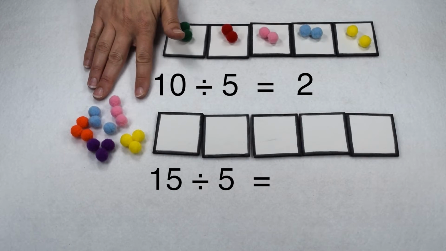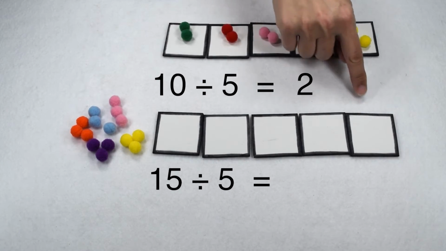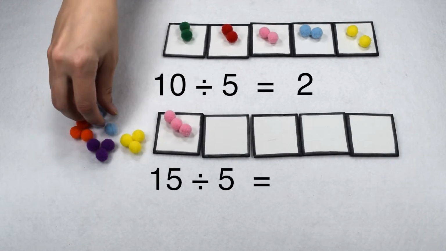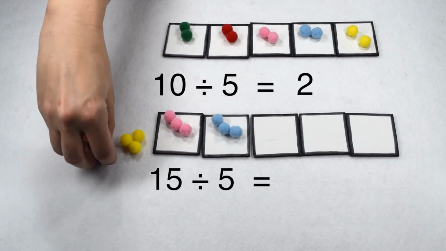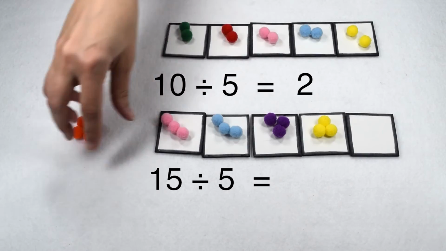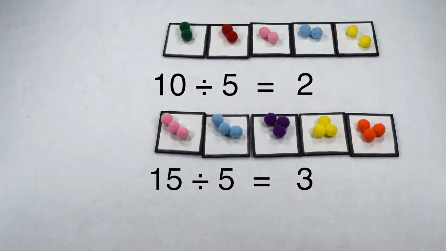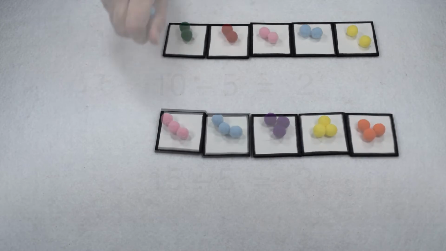This time we have 15 items that we want to divide amongst 5 groups. As we start placing our 15 items into our 5 groups, we can see that we're going to wind up with 3 items in each group. 15 divided by 5 gives me 3. 15 ends in a 5, therefore it's divisible by 5.